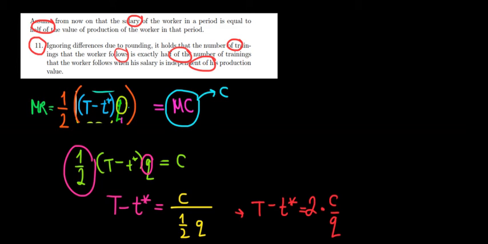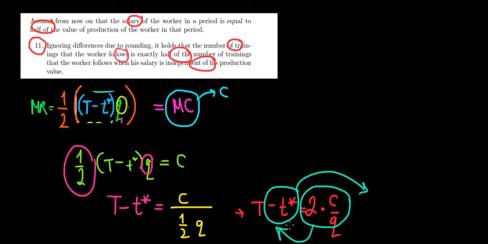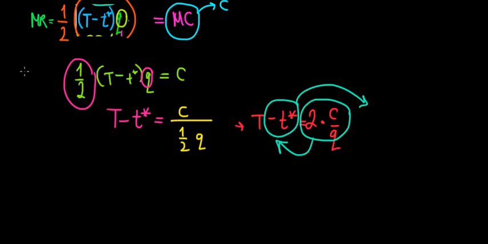And what we want to find out is the optimal T, so we want to find out this amount. We're taking it to the other side, and we take this term to the left so that we can change the places. Now what's that going to give us? The optimal number of trainings is going to equal T minus, because we're taking the positive to the left side, T minus 2C divided by Q.